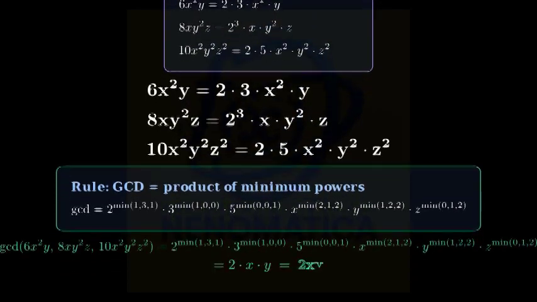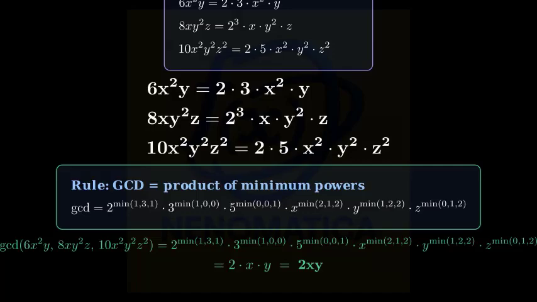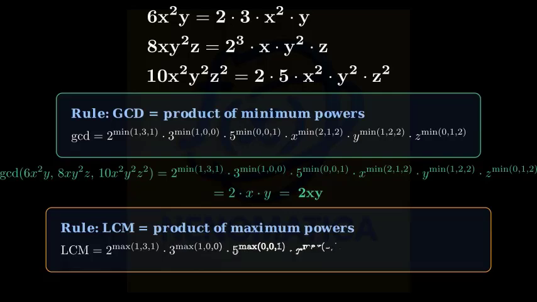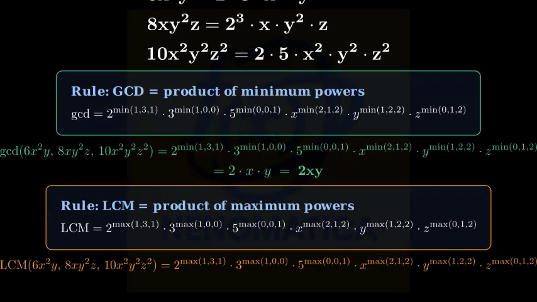Step 6. The least common multiple uses maximum powers of all factors. We take maximum exponents for 2, for 3, for 5, for x, for y, and for z. Then simplify to 120x squared y squared z squared.